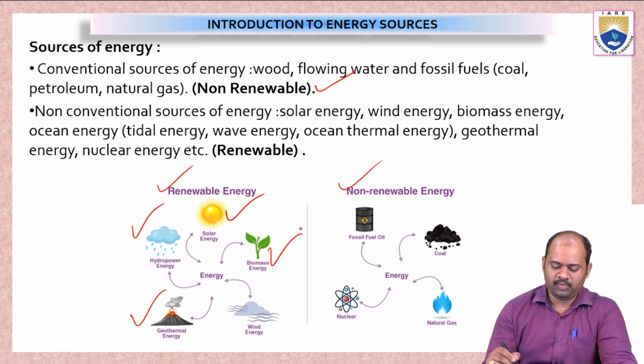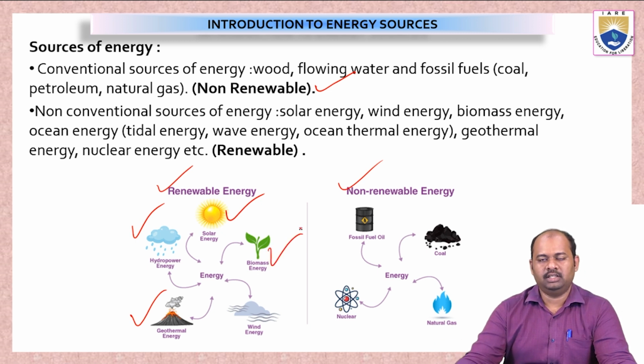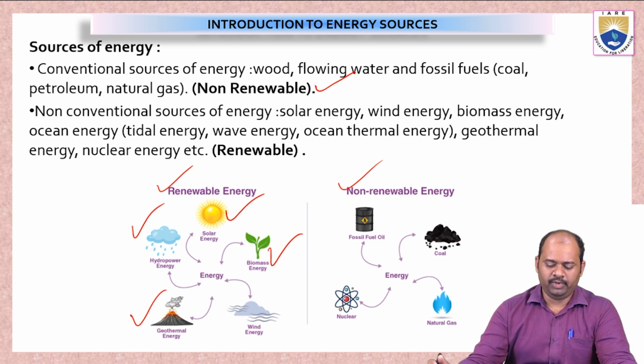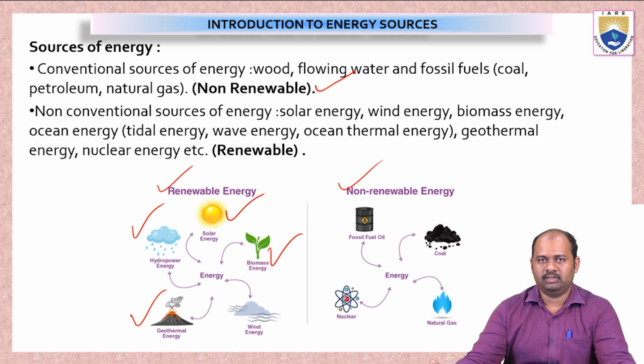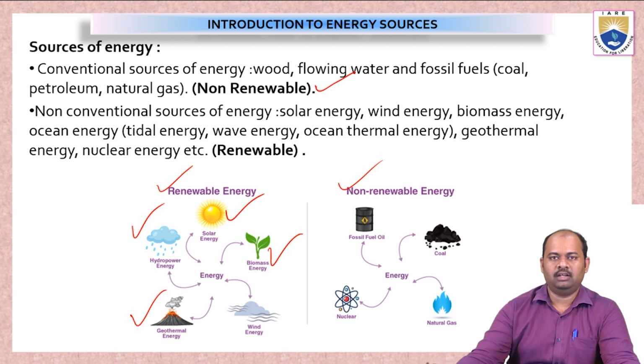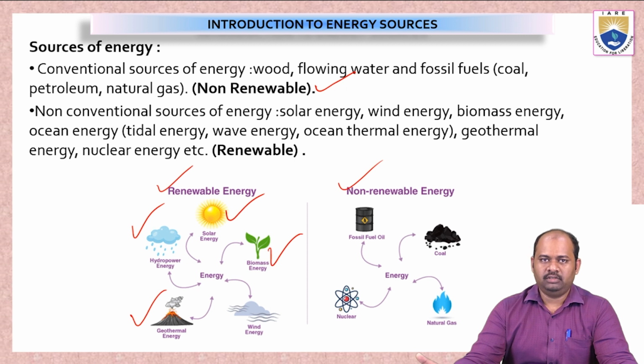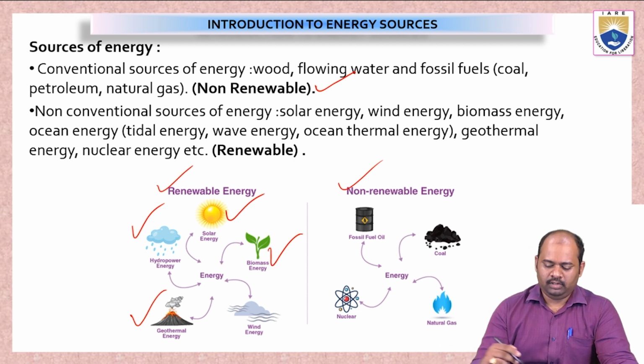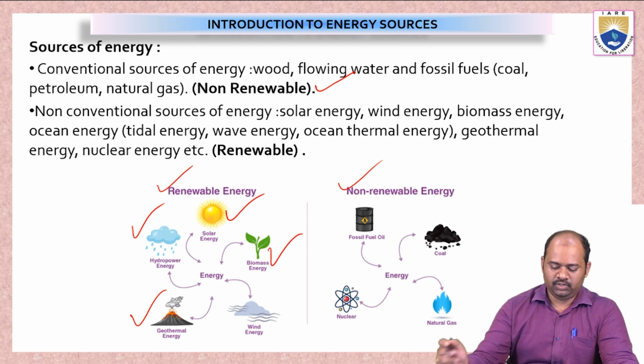And then biomass energy. Biomass energy is energy produced in the form of gas, where biodegradable materials are kept in a closed container for a short period of time. After decomposition, they will produce gases. These gases can be used for combustion, and we can also use them for producing electricity.